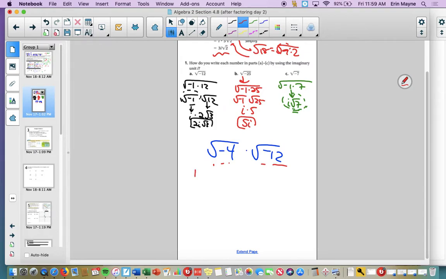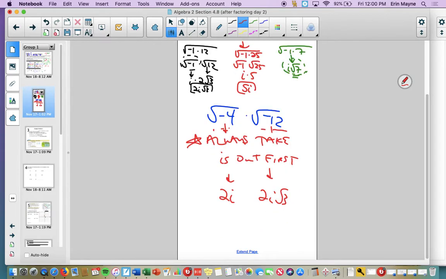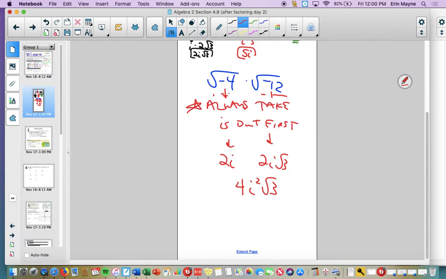You must always, start this and write this please, always take I's out first. Always. So this right here is 2I. This right here, we know from above, is 2I root 3. Now notice, it is still a 4 and a root 3, but this is now I squared. And therefore, we know from experience that this I squared is negative 1. This answer is negative 4 root 3.